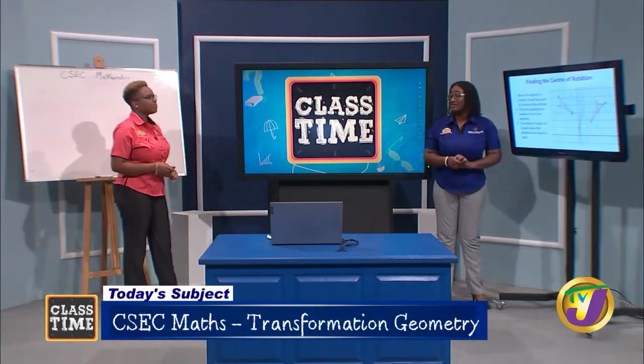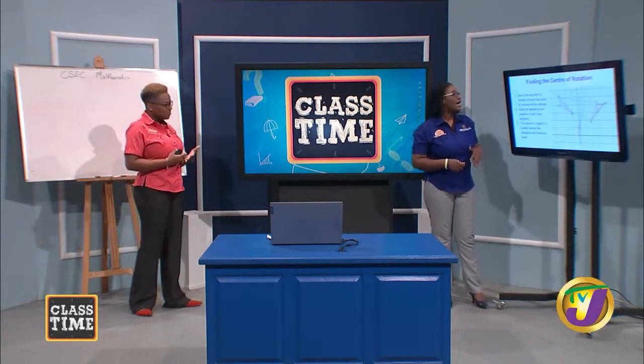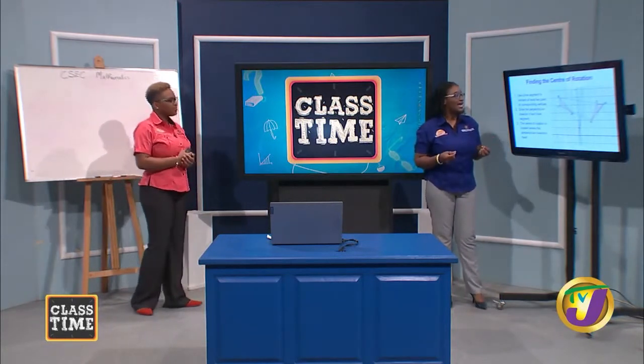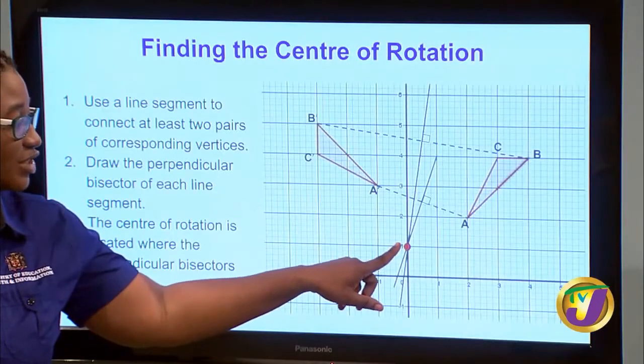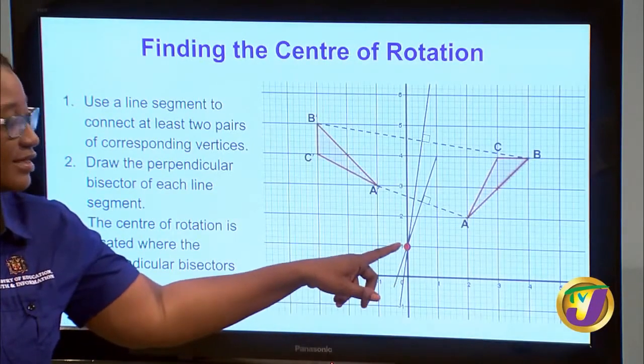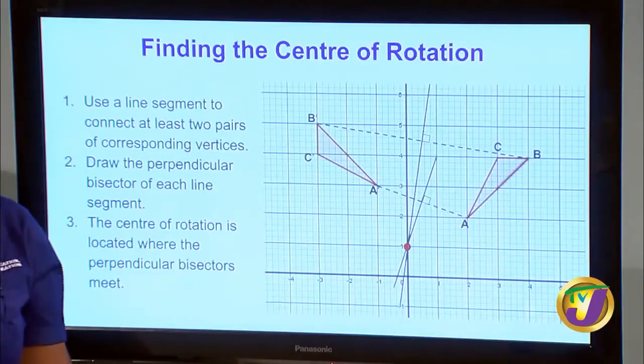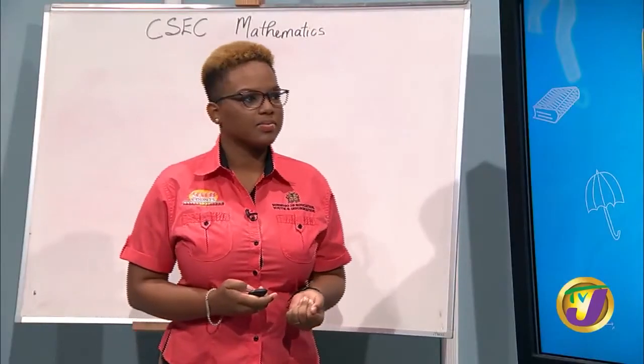We looked at how to find the center of rotation. We said we need to use line segments to connect at least two pairs of corresponding vertices. As seen in the diagram, we also drew the perpendicular bisectors of each line segment. And wherever those perpendicular bisectors meet, Latoya, that is the center of rotation. So in this case, our center is 0, 1. And voila.